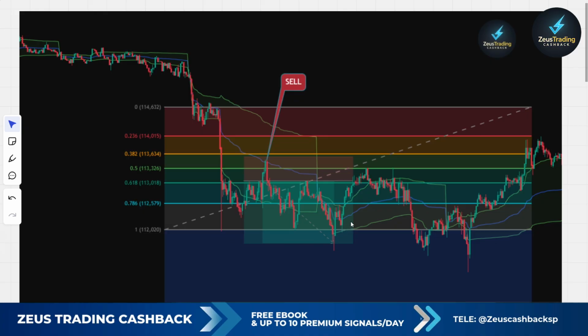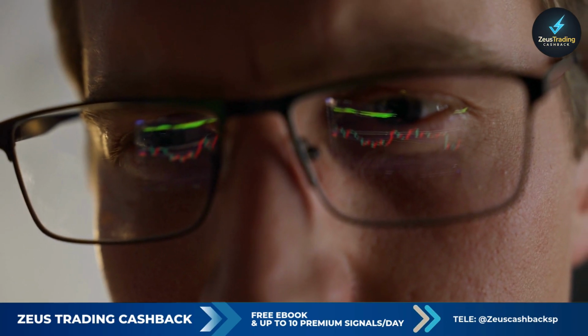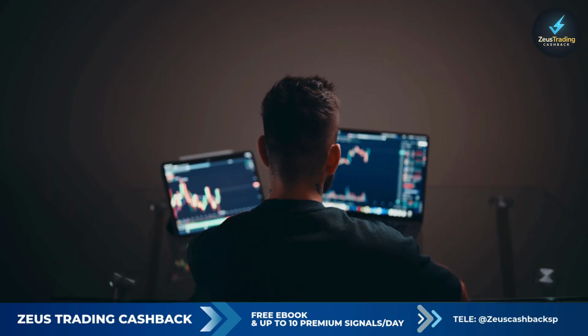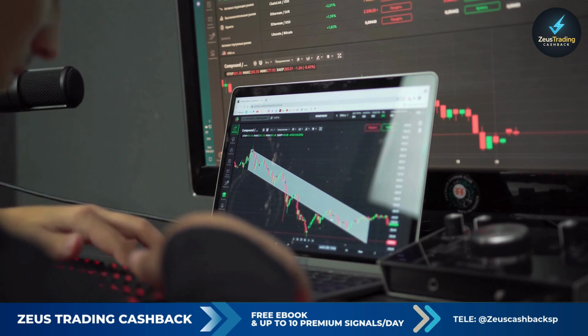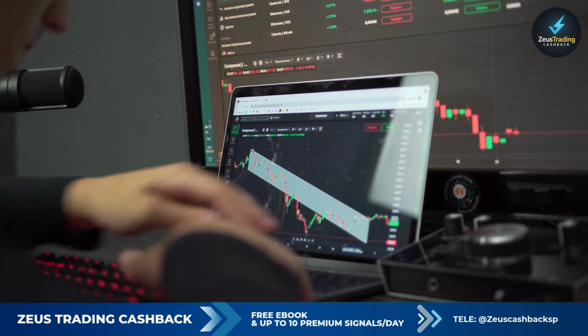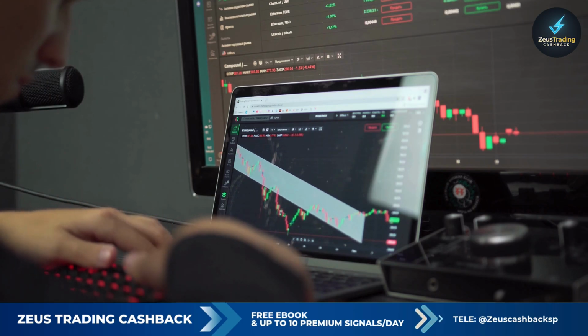VWAP is not just a visual guide, it's a line that separates control between buyers and sellers. A professional VWAP trader doesn't chase entries, they wait for confluence and structure. The best setups are those that occur near clear support or resistance levels, where price is unlikely to break immediately. A great VWAP setup is not about guessing tops or bottoms. It's about finding trades that have a natural, logical stop-loss point.